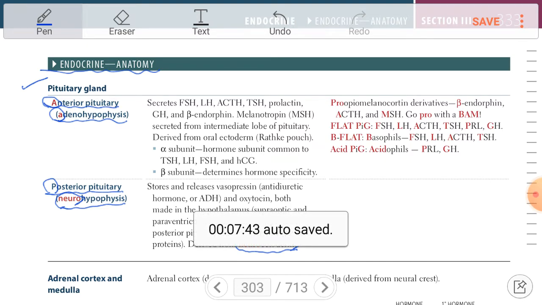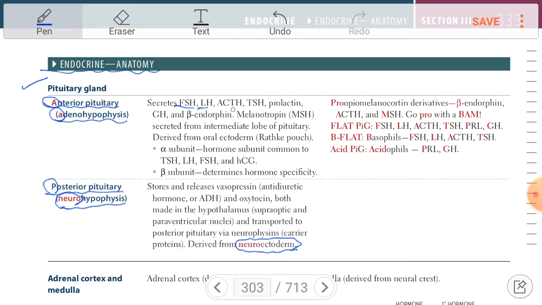The anterior pituitary will secrete what? FSH, LH, ACTH, TSH, prolactin, growth hormone, and beta endorphin. But there is another one released from the intermediate lobe of the pituitary, which is called what? It's called MSH, melanotropin. It's from the intermediate lobe of the pituitary. But the anterior pituitary will release FSH, LH, ACTH, TSH, prolactin, and growth hormone. So it's derived from what? This is so important: the anterior pituitary is from Rathke's pouch.